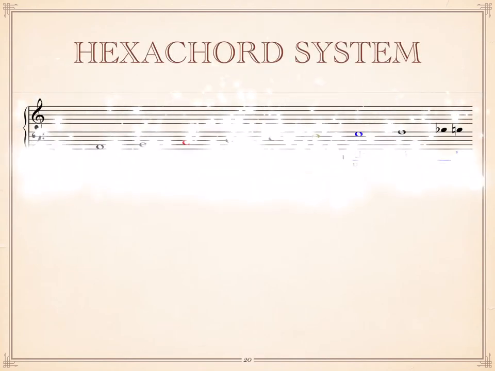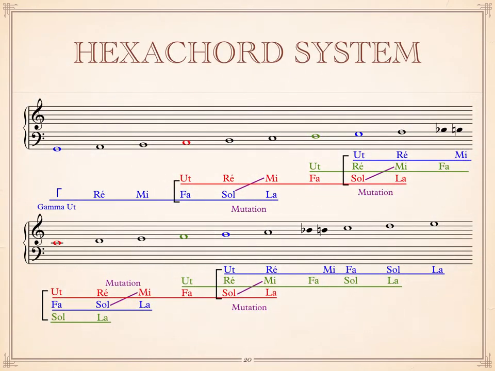So now the hexachord system is a series of three such hexachords. One begins on G, way down there at the bottom of the staff, and that's known as the hard hexachord. Another one begins on C, and it is known as the natural hexachord. You can see that's in red.